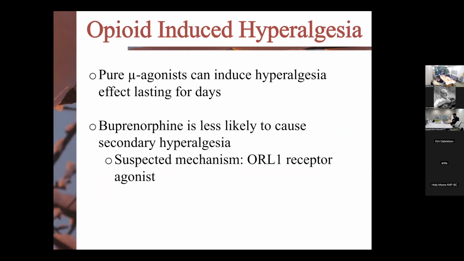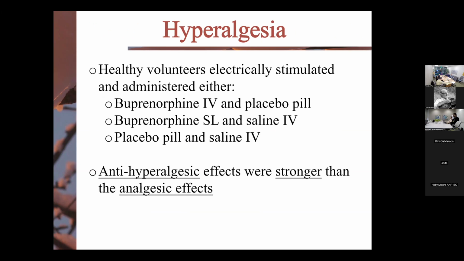When we're looking at opiate-induced hyperalgesia, we know that mu agonists like morphine, particularly in renal failure, can produce toxic metabolites, which can cause a lot of that hyperalgesia. Buprenorphine is less likely to cause that. And again, the suspected mechanism is that ORL1 receptor. So whatever that receptor is doing, it seems to be doing something well.